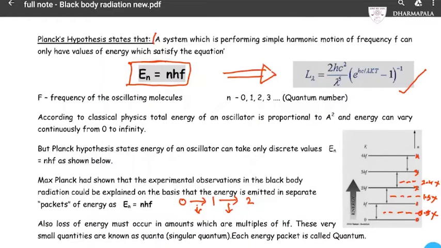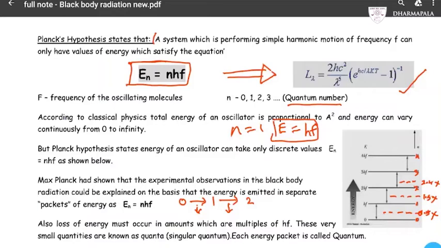This n, we call it the quantum number. So n consists only of integer numbers like 0, 1, 2, 3. If n is 1, that is the lowest energy level. So for the smallest energy level, we can write the equation as E equals hf, because n is 1.